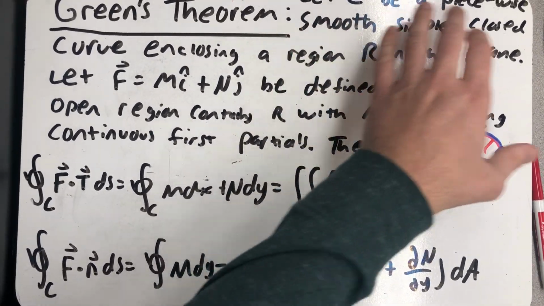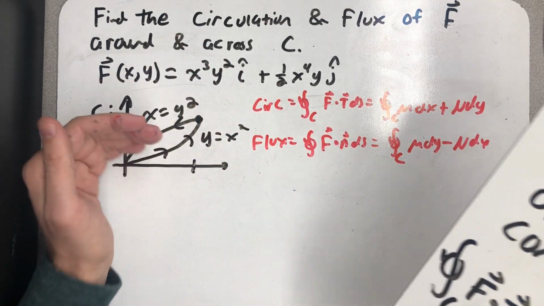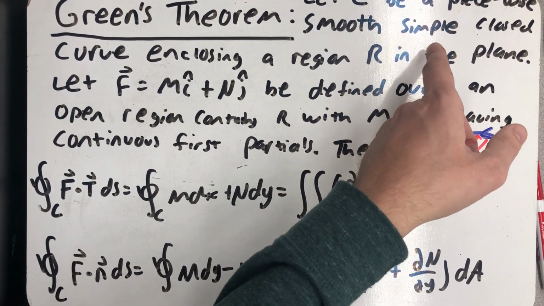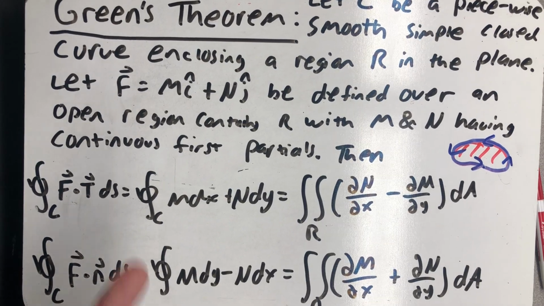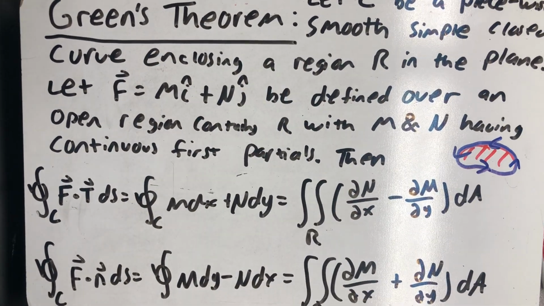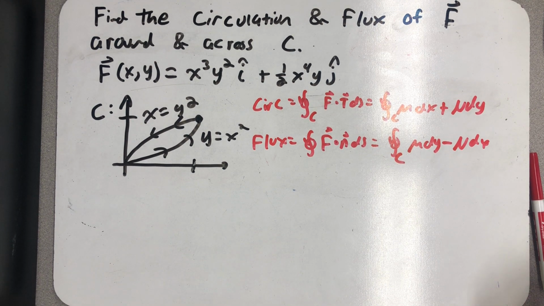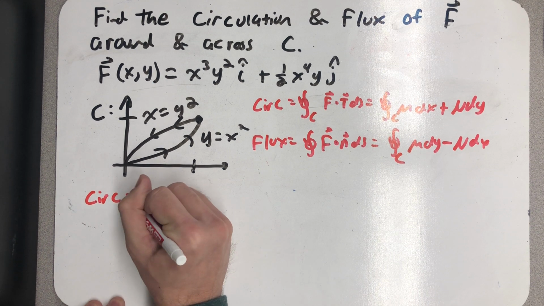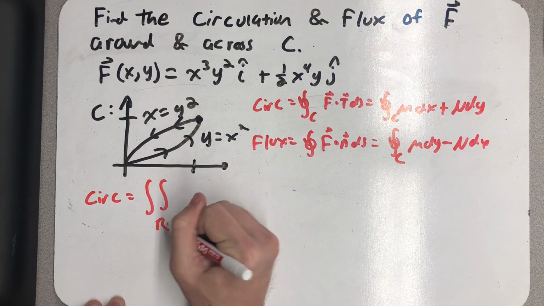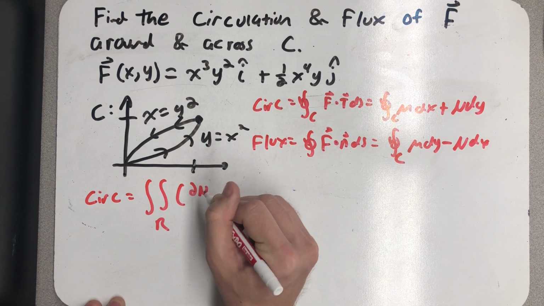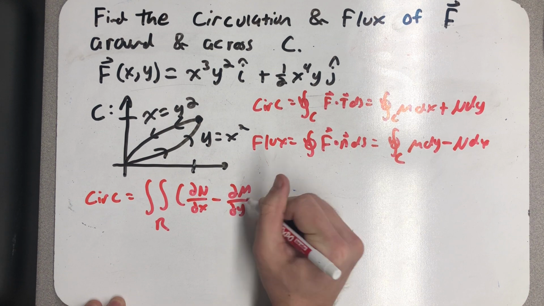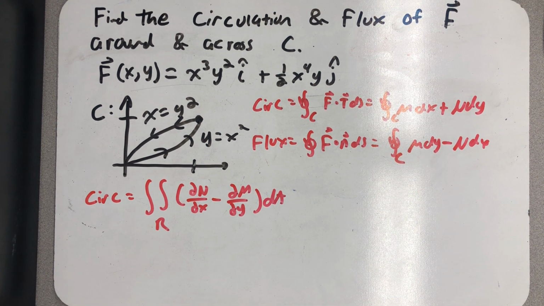My path is piecewise smooth, right? It's continuous and differentiable in 2 different pieces joined end to end. It is smooth and simple, right? It doesn't intersect itself except for where it begins and ends. Closed, and it encloses a region R. It checks all of the boxes to get to use Green's theorem. So to calculate circulation, instead of this path integral, I could evaluate this double integral. So let's see if that's an easier approach here.